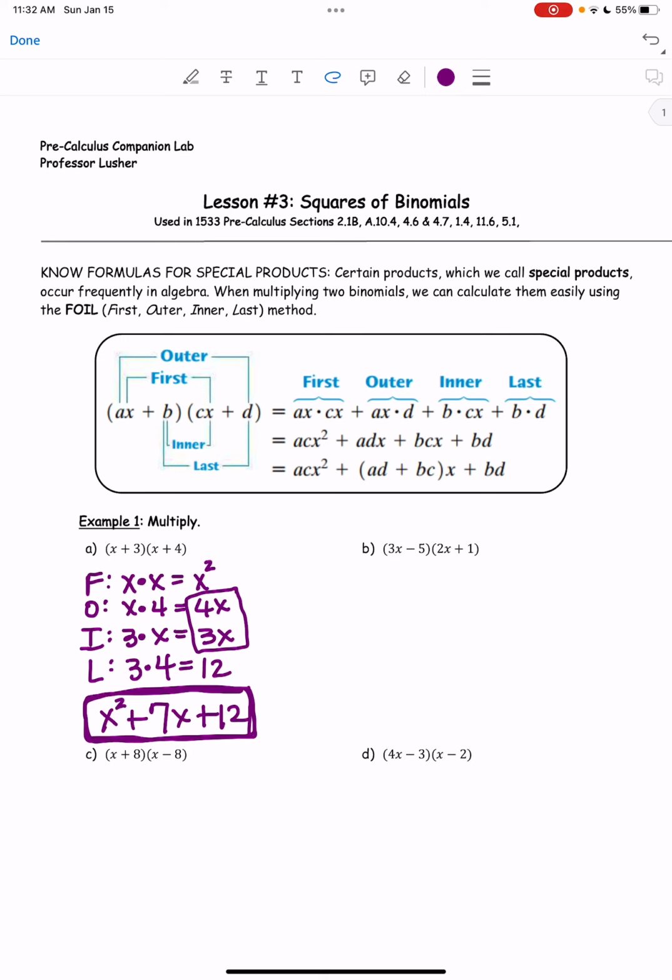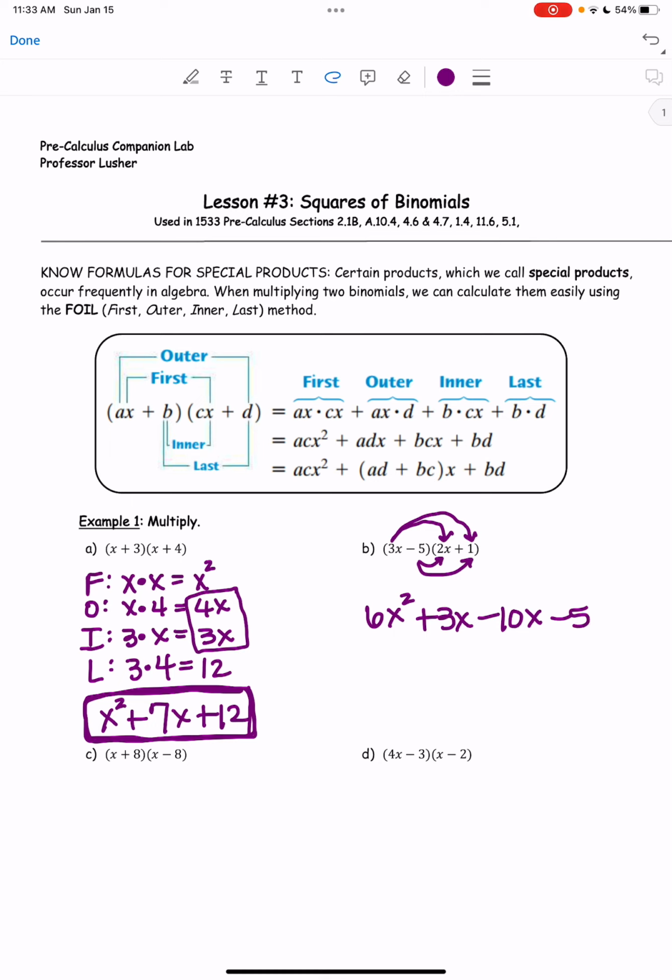Now on B, we're going to do the exact same FOIL method, but I'm not going to list it out like I did right here. I'm going to do my first terms, which is 3x times 2x. Those are my first terms in both binomials. So 3x times 2x gives me 6x squared. Then my outer terms is 3x times 1, which gives me 3x. Then I will do my inner terms, which is negative 5 times 2x to give me negative 10x. And negative 5 times 1 to give me negative 5.